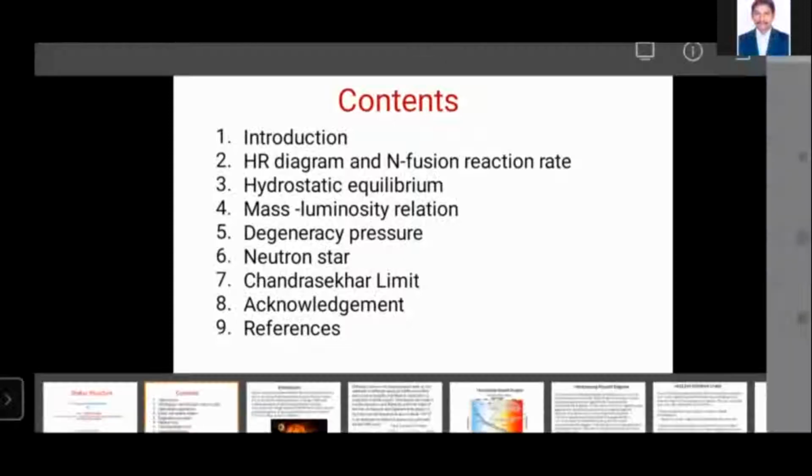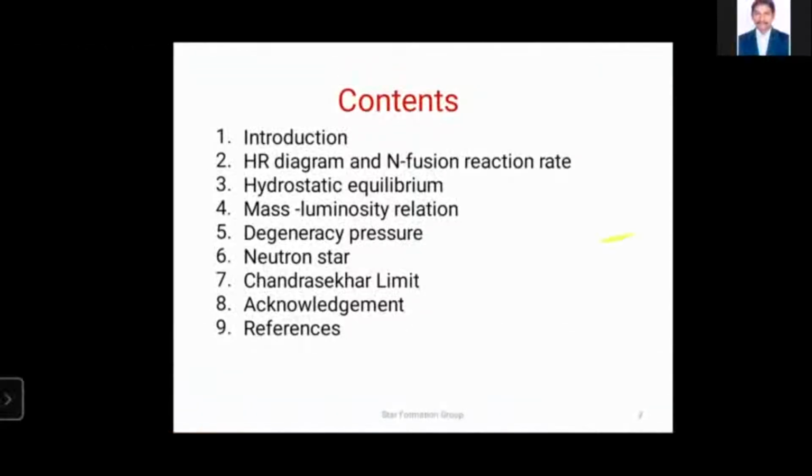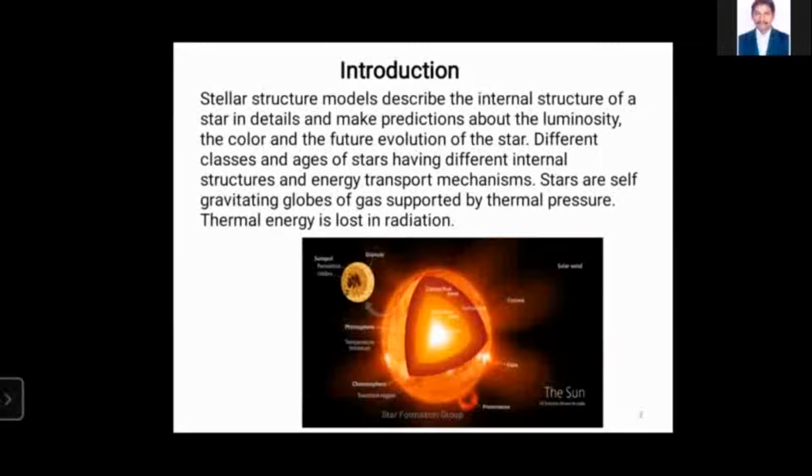So let us start with the introduction. Stellar structure is the internal structure of stars, which gives information about luminosity, color, and future evolution of the star. The internal structure is different for different classes and ages of stars, having different energy transport mechanisms. This figure shows the cross section of the Sun having four main layers.